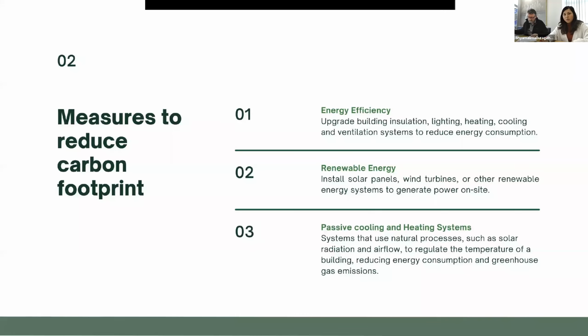a clean energy future. Passive cooling and heating systems. These systems utilize natural processes such as solar radiation and airflow to regulate the temperature of a building, and are often referred to as passive solar systems. These systems harness the energy from the sun and the natural ventilation of a building to provide heating, cooling, and ventilation. By reducing the reliance on traditional systems, passive solar systems can significantly lower the building's energy consumption and greenhouse gas emissions.